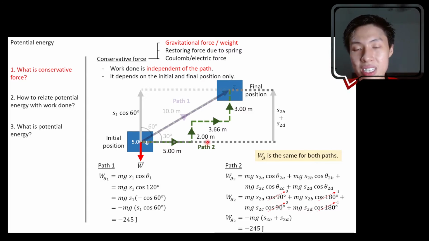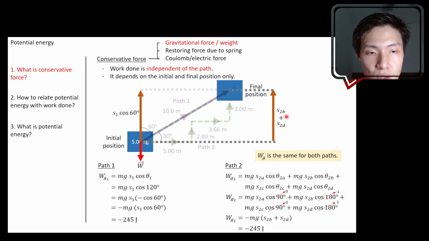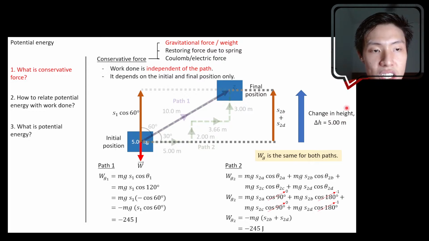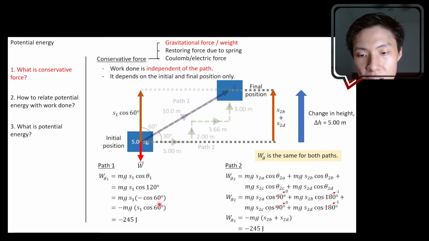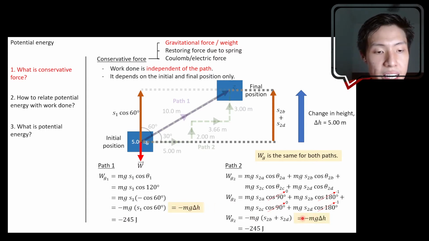And the work done is essentially determined by the mass, the acceleration due to gravity, and the change in height that we experience over here. So S1 cos 60 degree and S2b plus S2d here are essentially just the change in height. So we can re-express the equation that we have here in terms of negative mg change of height, and this one will be negative mg change of height.